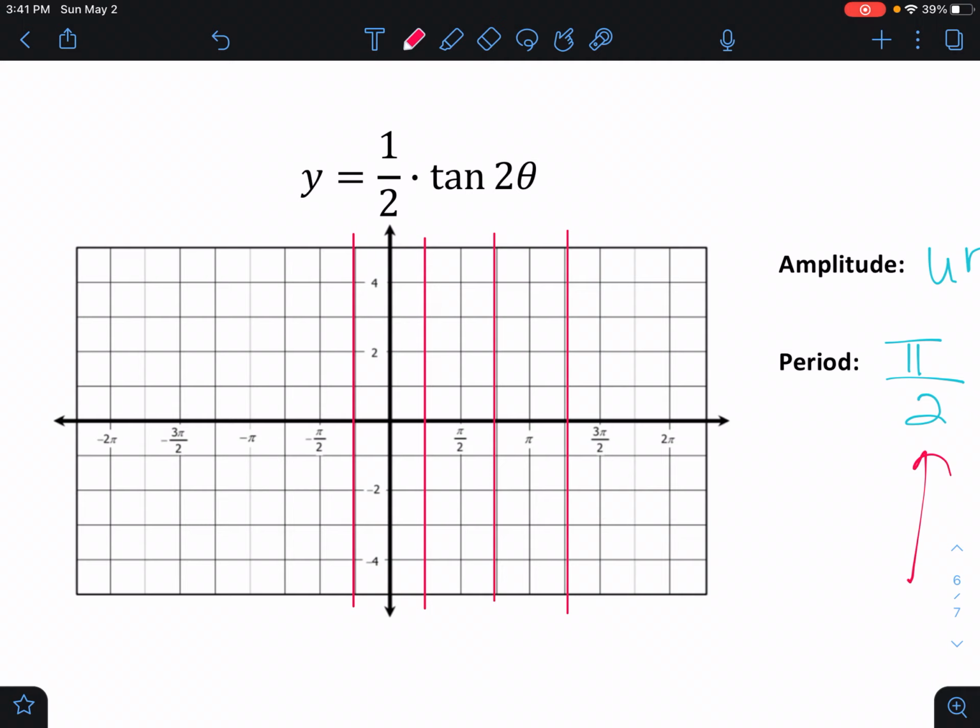Try to do it a little better than I am. You can see I'm going to have a whole bunch of little teeny tangent graphs in here. Okay, now I'm going to take my eraser. I'm going to just cheat a little bit.